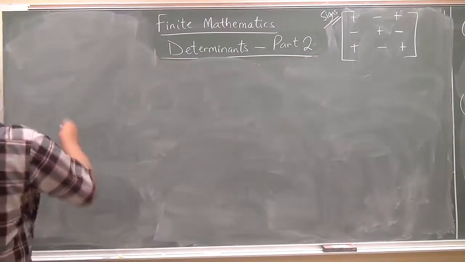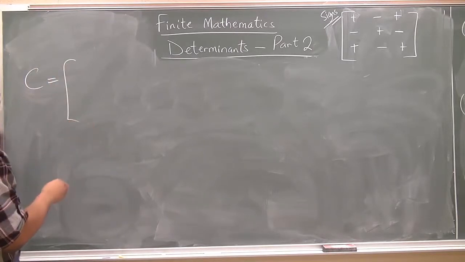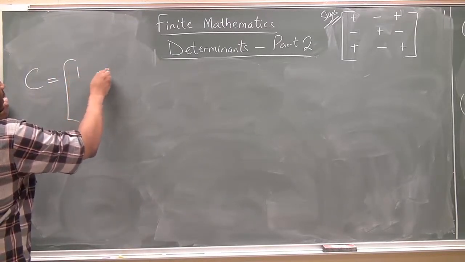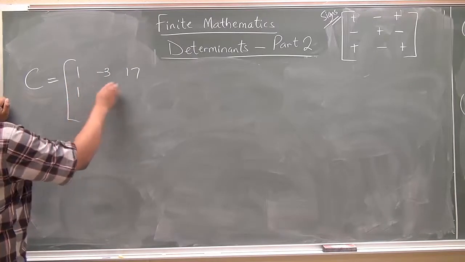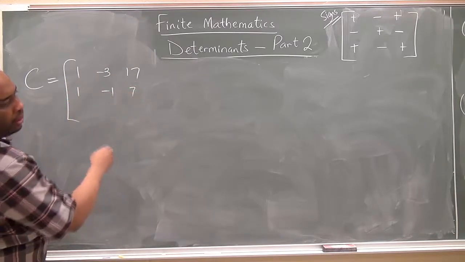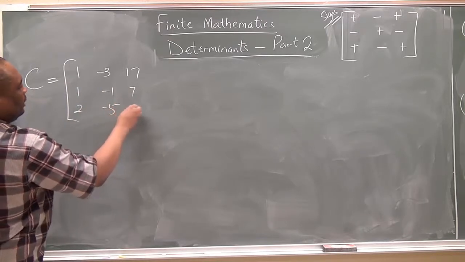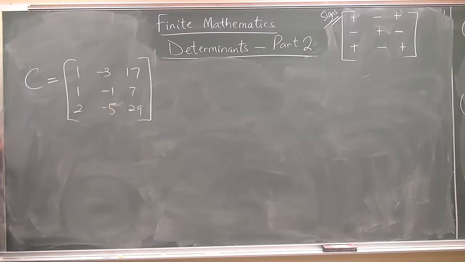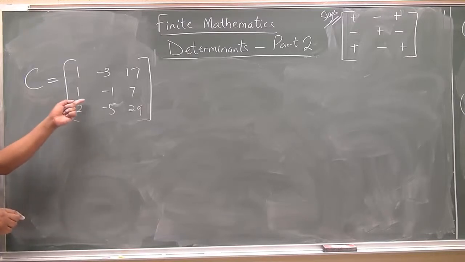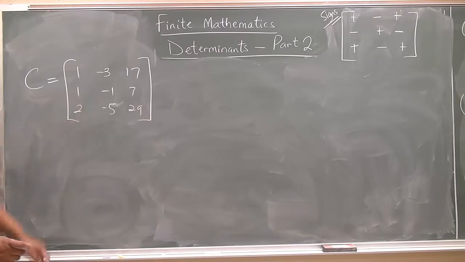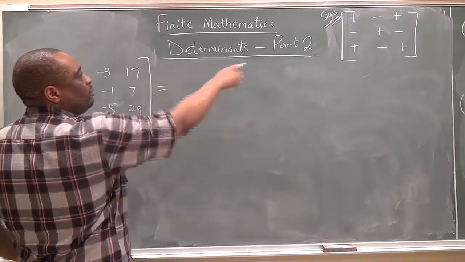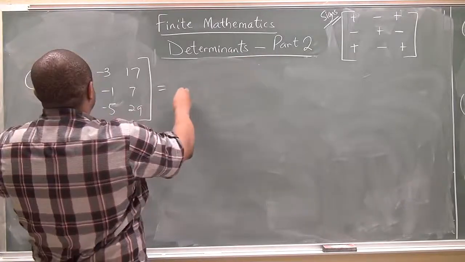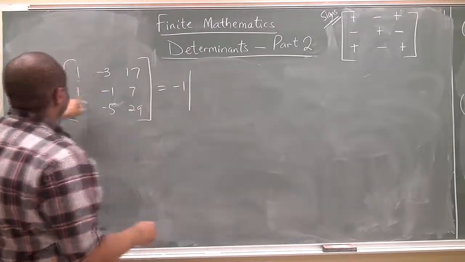That's fine. All right, matrix C is 1, -3, 17. 1, -1, 7. 2, -5, 29. All right. What row do we think we should use? What row? Row 1, 2, 3. I will go with row 2 because I have 1 and -1. So if I'm using row 2, I look at that sign, minus comes first. So this is -1, determinant.